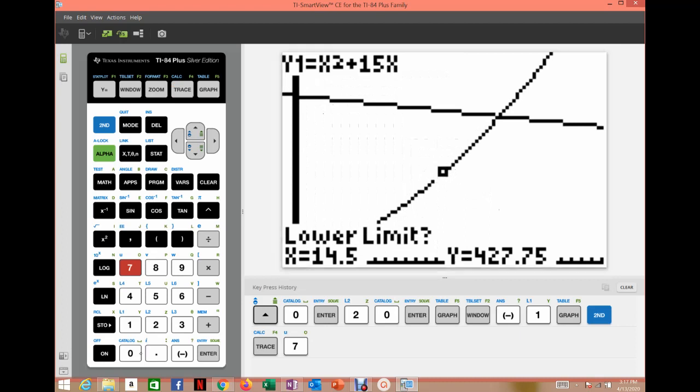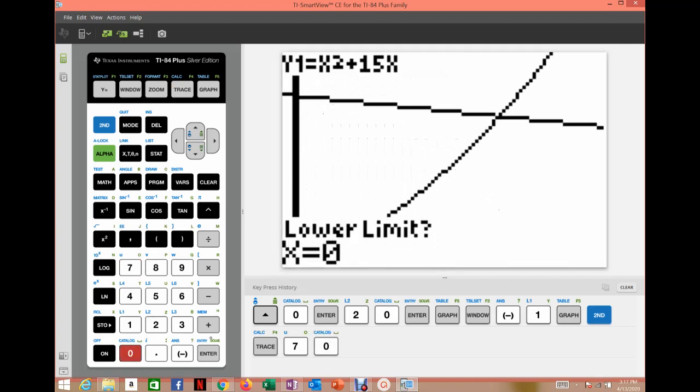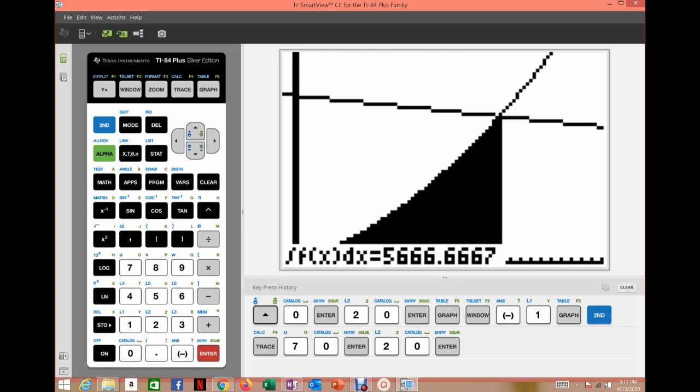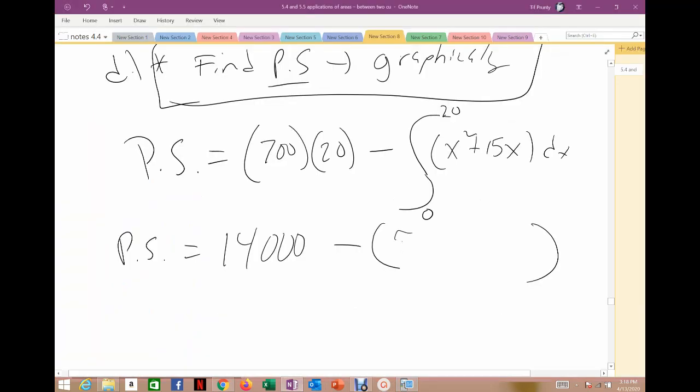It's good. Integrate from 0, enter, 20, enter, and it'll shade that area in. Remember, that's not the area I want. I want the area above that, right? But I'm going to use that to find the area I want. So the area I want to throw away, get rid of, is 5,666 repeating. So I'm going to round to the penny when I go back to my grid. So 5, 6, 7. That's the area under the curve.